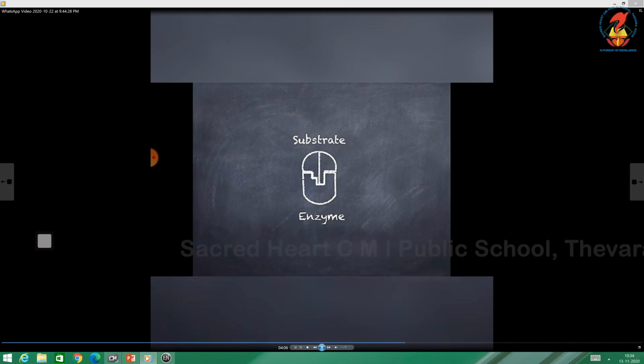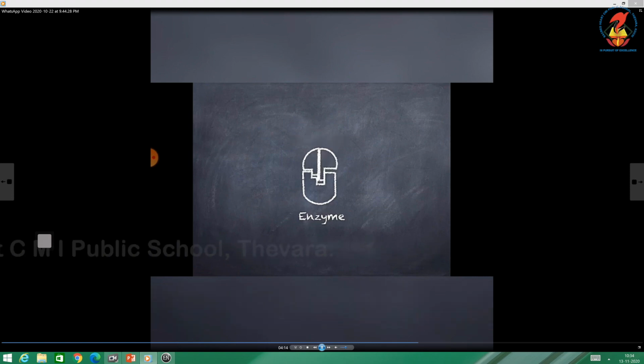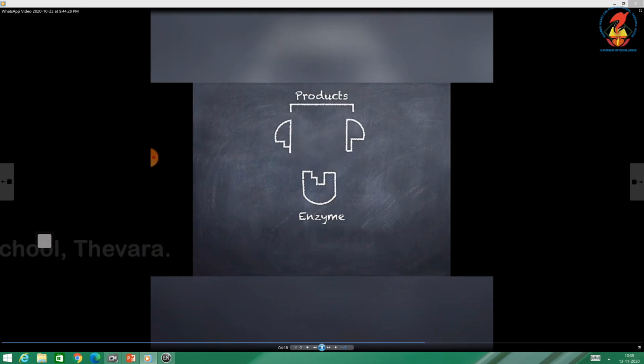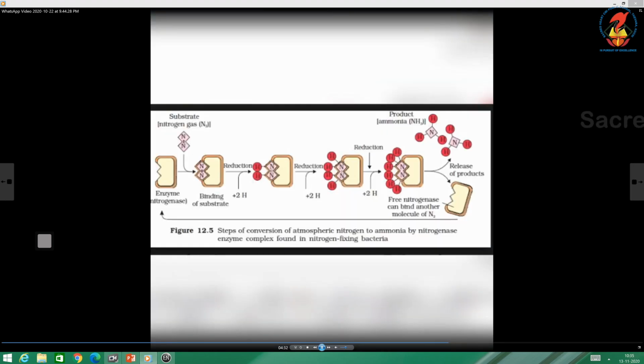and as a result, see, the substrate is broken, the bonds become weak and it splits, and finally from the substrate two products are released, see, because the bond was weakened and now they are released. And then the enzyme reverts back to its original state. The enzyme is ultimately doing the same process over and over again. We need not form two products, it can form one product.